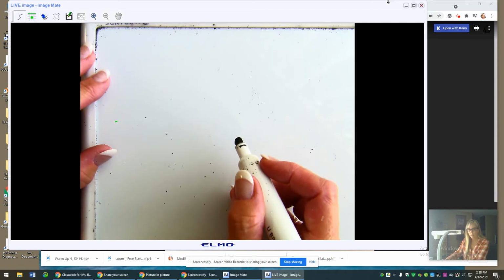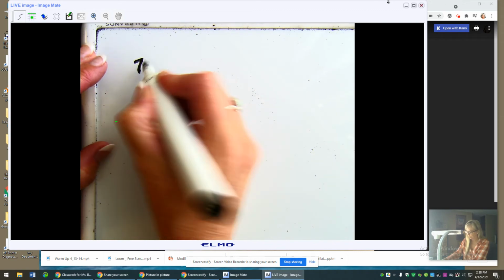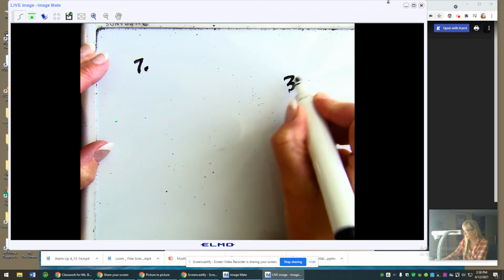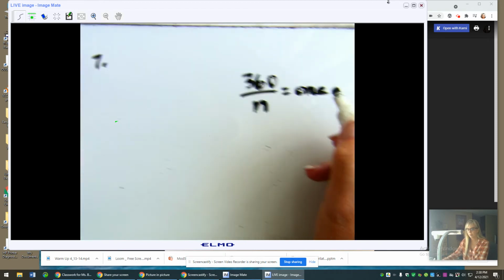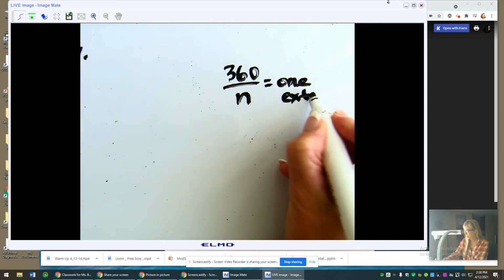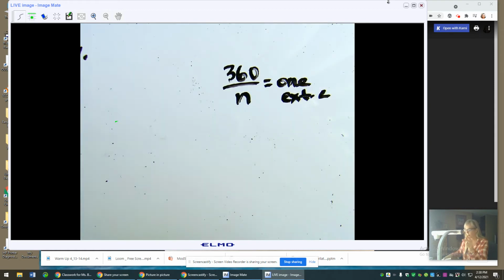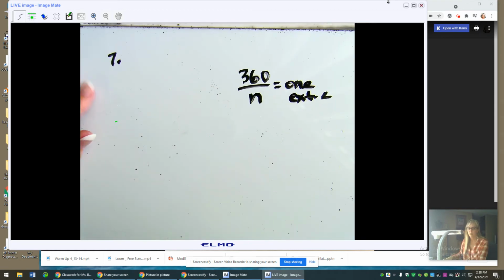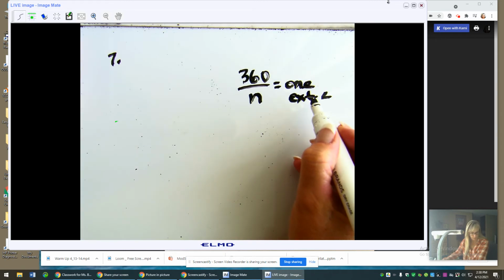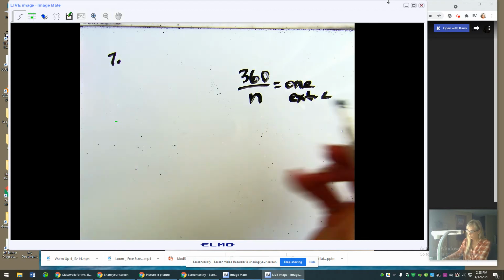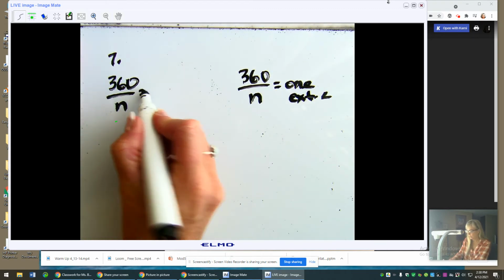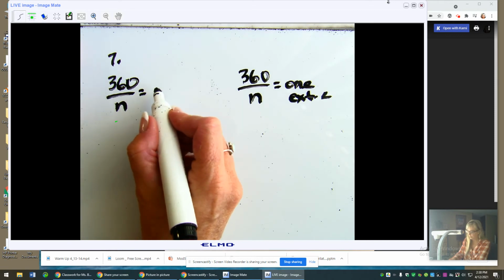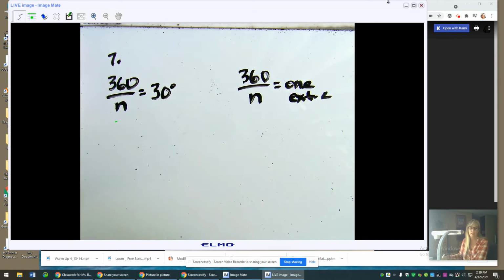A minute ago, in the last problem, we did 360 and we divided by n, and that got us 1 exterior angle. Well, this time, they give us 1 exterior angle. And again, this is for a regular polygon. So I'm going to use the same method. I'm going to take 360 divided by n. I don't know what n is, but the exterior angle they give us for number 7 is 30 degrees.